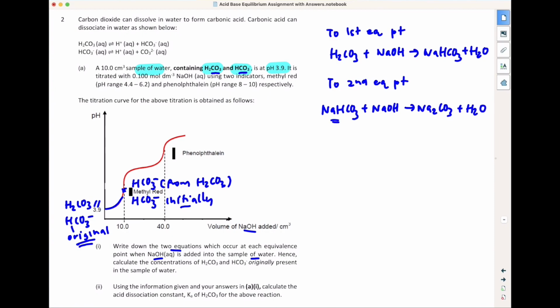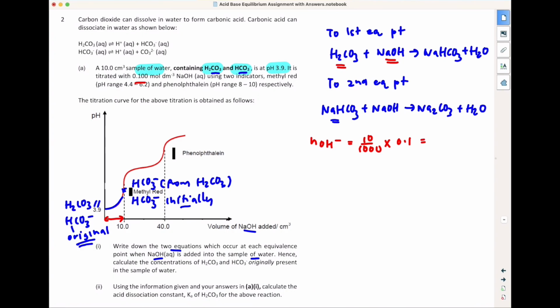Got it? Okay, so let's take a look. We can find out from here, since you needed only 10 cm cube, so the number of moles of OH minus to neutralize H2CO3 will be equal to volume times concentration. Okay, I think they gave you the concentration, right, 0.1.